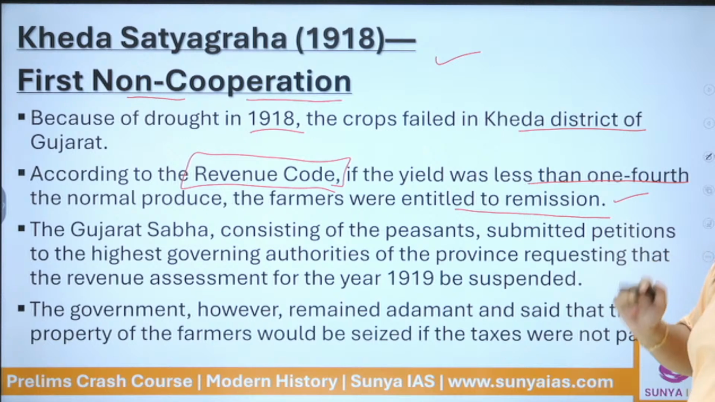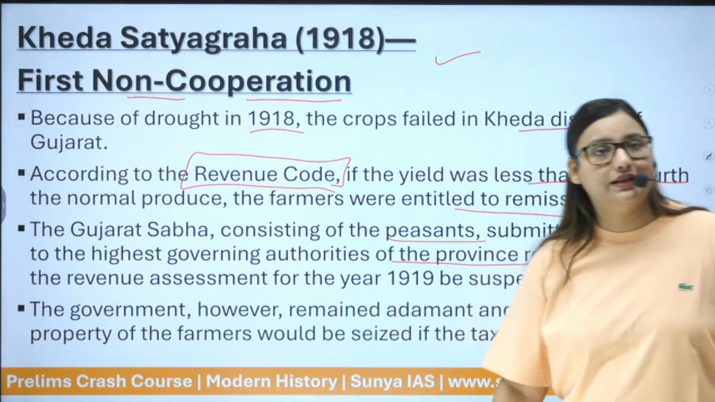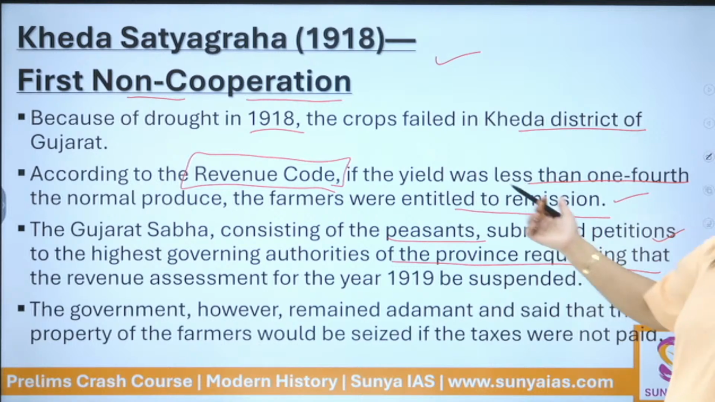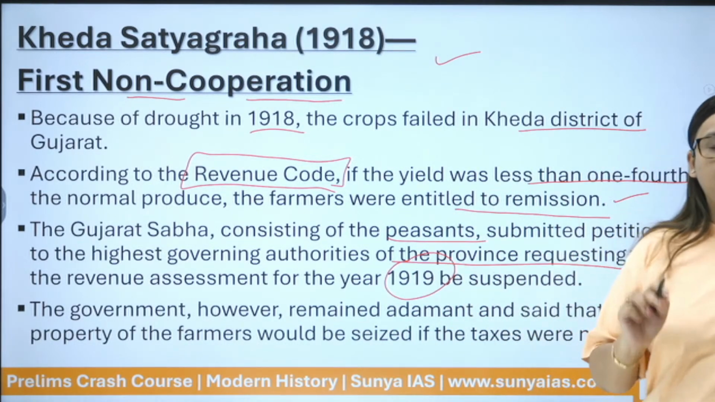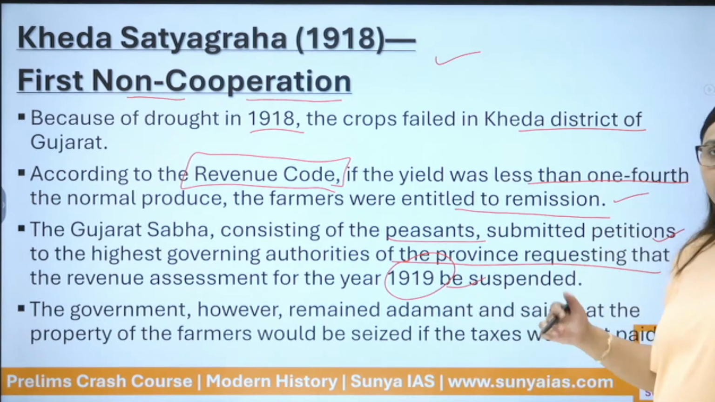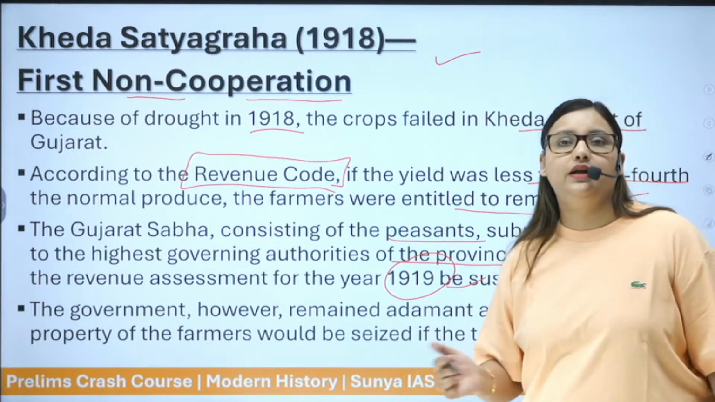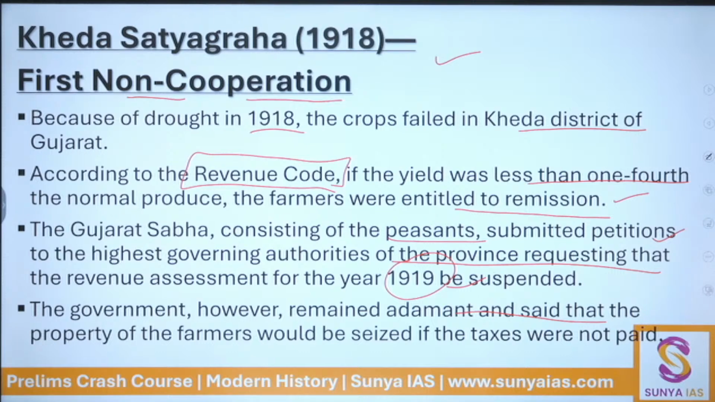So the Gujarat Sabha, consisting of the peasants, submitted a petition to the highest governing authorities of the provinces, requesting them to have a new revenue assessment for the year 1919. Okay, and they were saying that it should be suspended because farmers won't be able to pay any revenue in 1919. Now the government, however, remained adamant, and they said no.